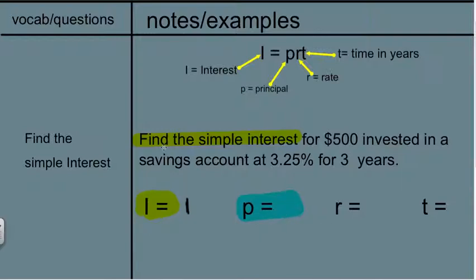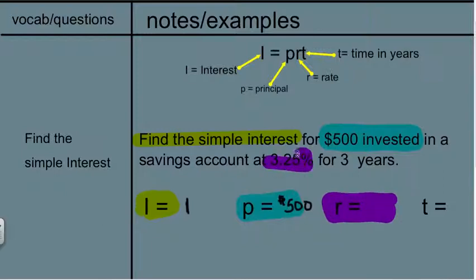So let's read the rest of this problem. Find the simple interest for $500 invested in a savings account at 3.25% for 3 years. Invested is how much I put in. I invested that much money. Sometimes you don't invest money, you might invest time. I invested 2 hours of my time to create your lessons. So here, the principal amount I started with was $500. Rate. Remember, rate is percentage. So here's where I need to put my rate. And my rate is 3.25.